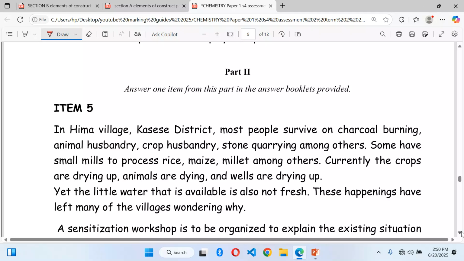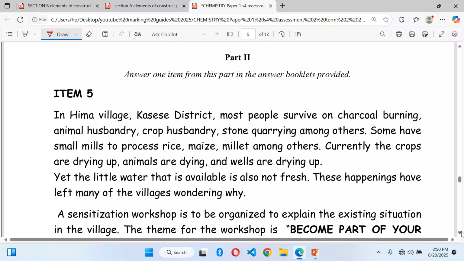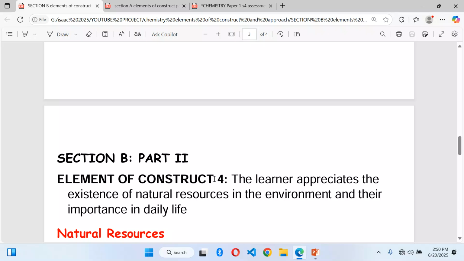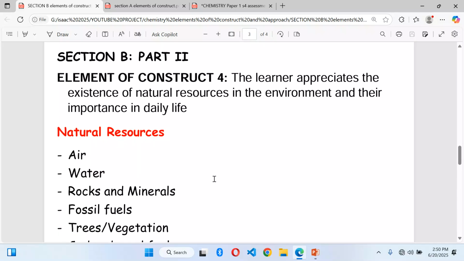Let's look at our last part. Part 2 of section B. We are on section B, part 2. I want us to go through section B, part 2. Now, section B, part 2 is the element of construct number 4, which says the learner appreciates the existence of natural resources in the environment and their importance in daily life. So we are saying that majorly section B part 2 is about natural resources.